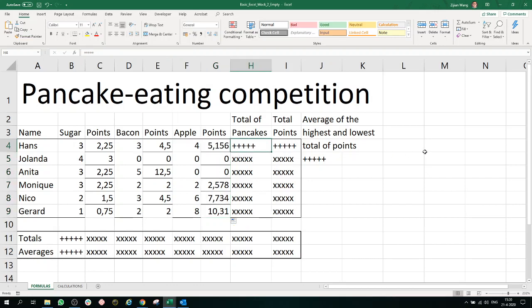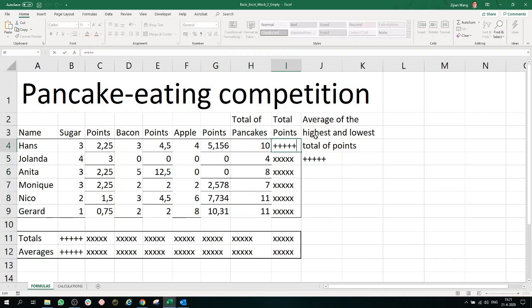Total amount of pancakes. That's an easy sum question. You can either use the sum and choose the different numbers, or you can just add them up. So the total number of the pancakes are these, because you are asking about the total number, not total points. So this is the total number of pancakes. And the total points, which is similar, you add the points together. Okay, here we go.